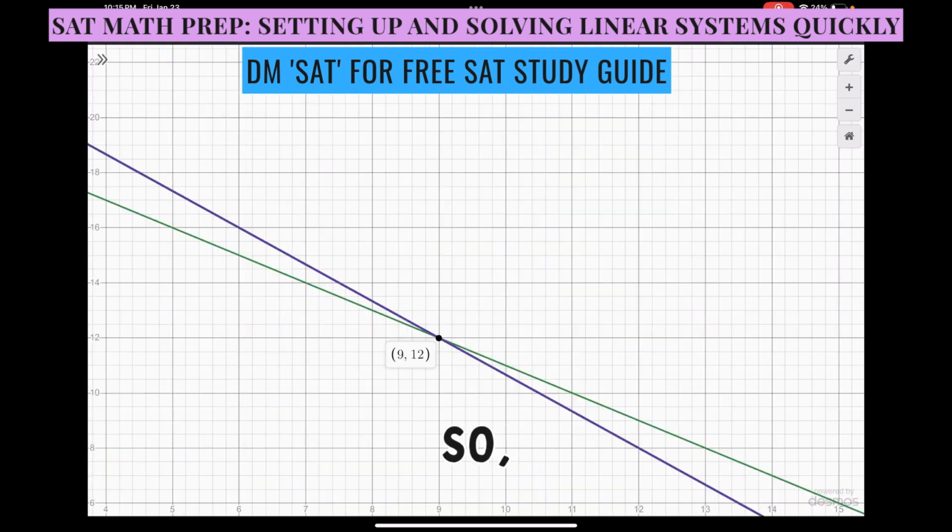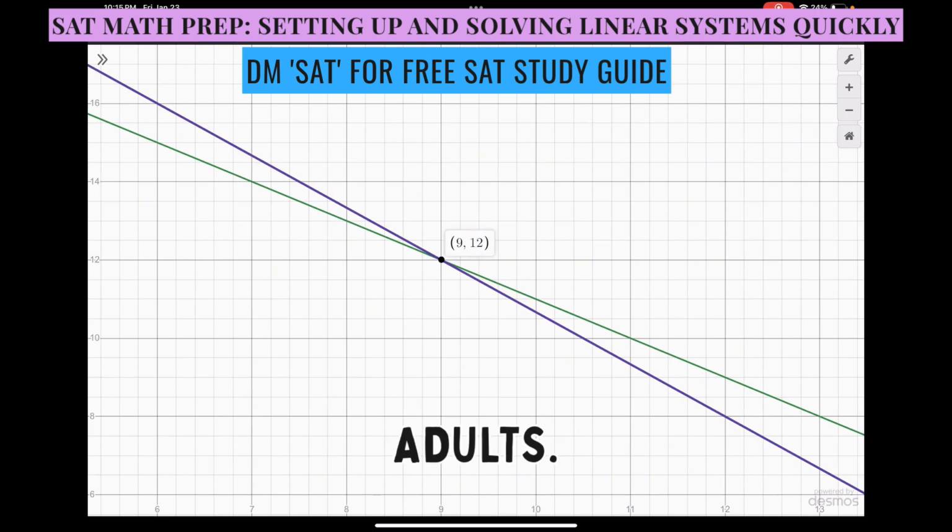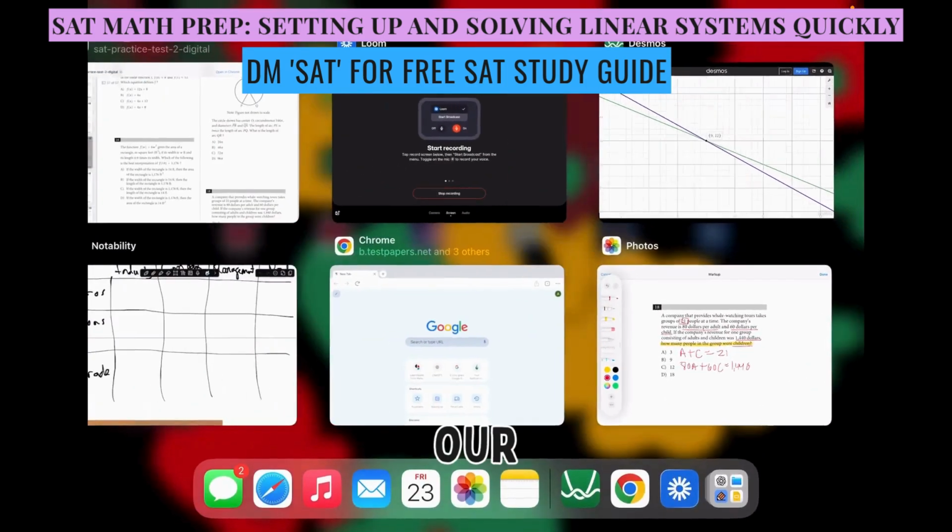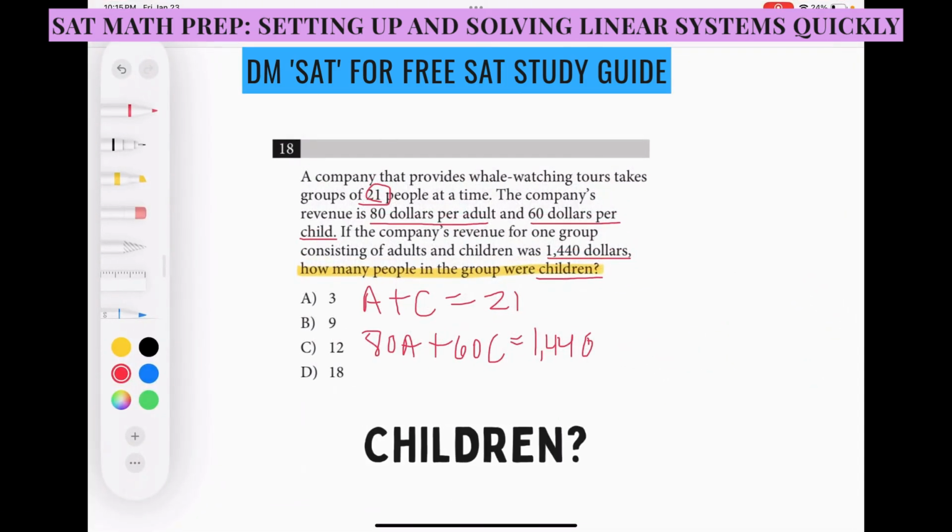Okay, there you go. So we see here X represents adults, that's 9, and children represents Y, that's 12. So going back to our question, how many people in the group were children? That answer is 12. So that would be answer choice C.